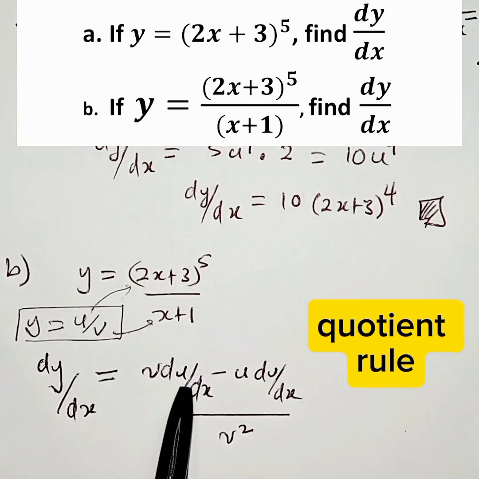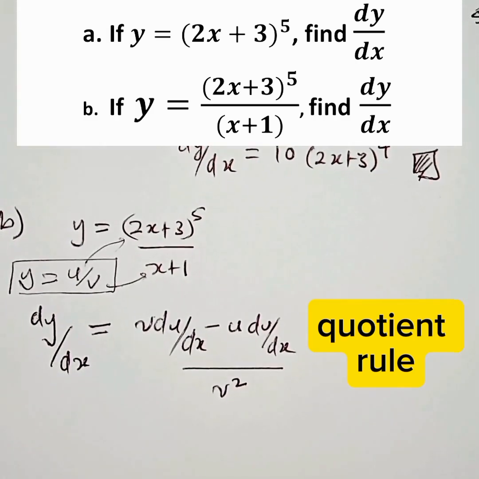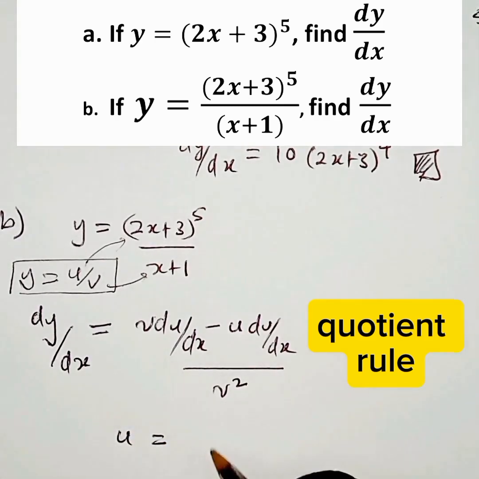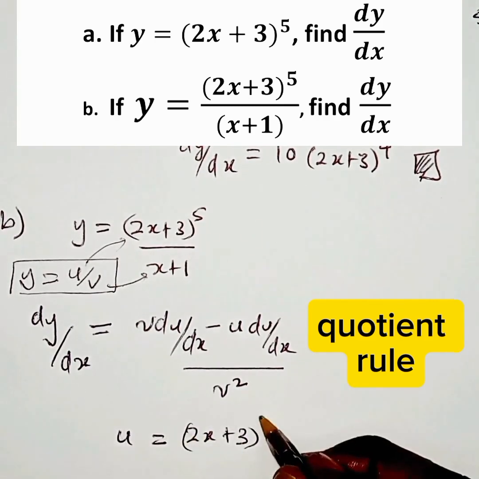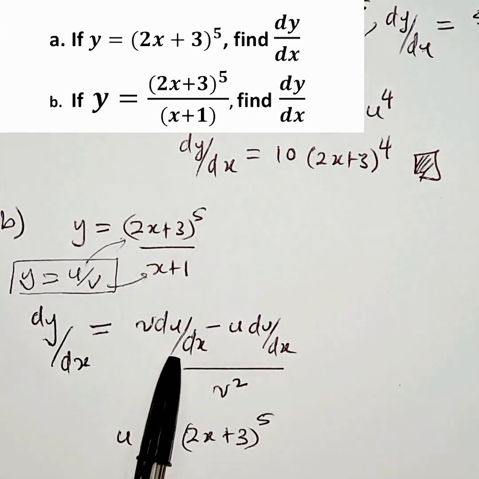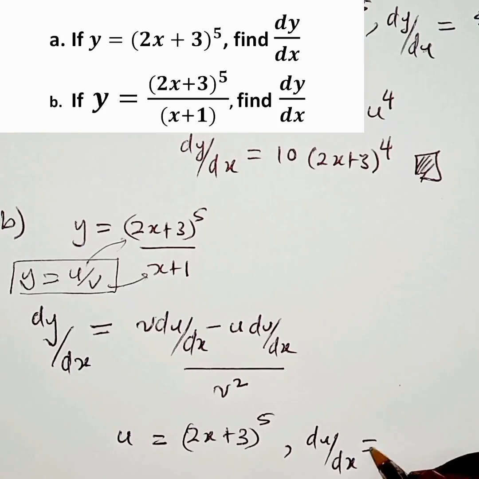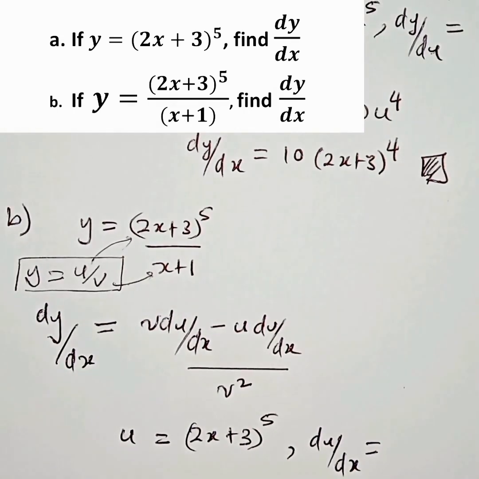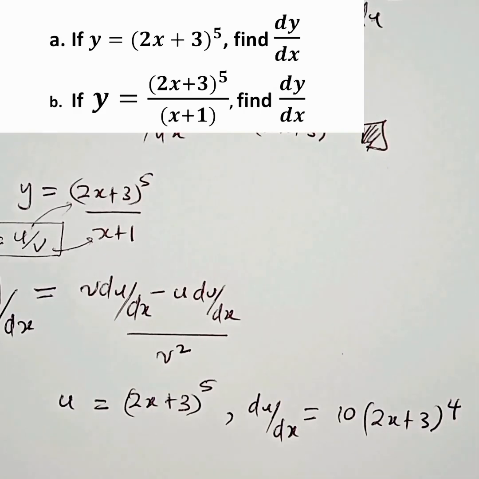Now we need to find du/dx and dv/dx. All right. So now, since we've said our u, the numerator, is equal to (2x plus 3) to the power of 5, we can find du/dx. So we are going to say du/dx is equal to, but you remember we used the chain rule from up above there. So we cannot just repeat it. We just take the result from the top part. We are going to have 10 (2x plus 3) to the power of 4. And now that is du/dx.